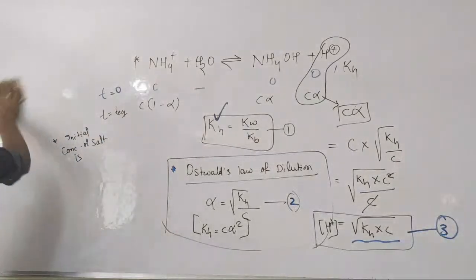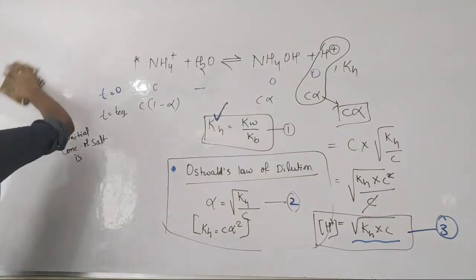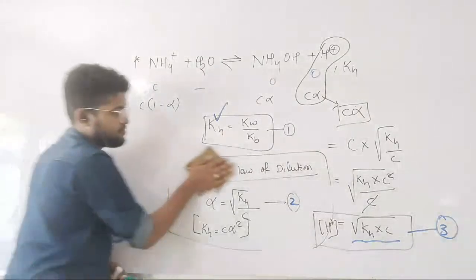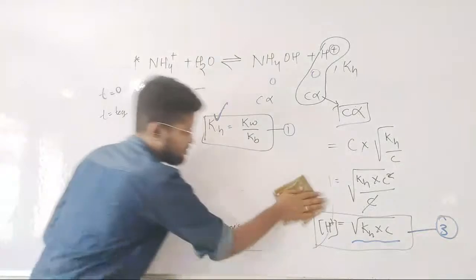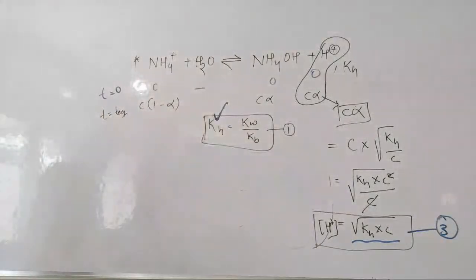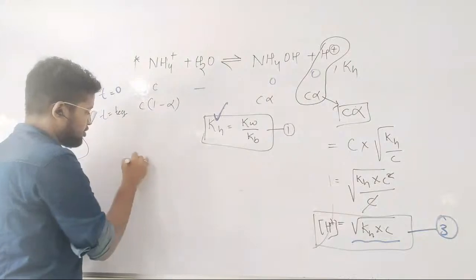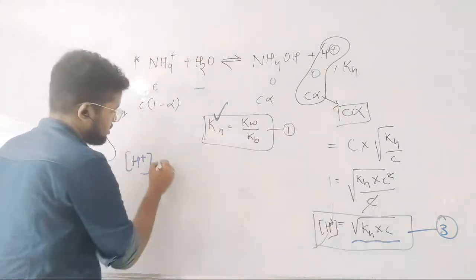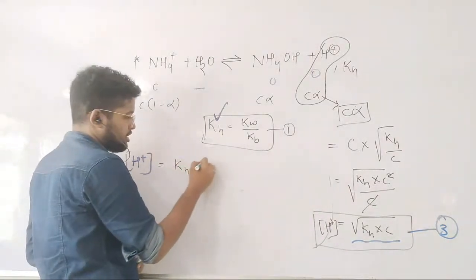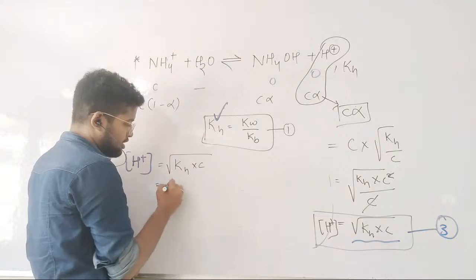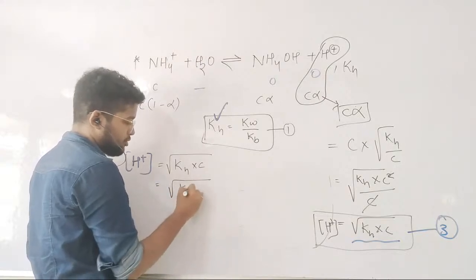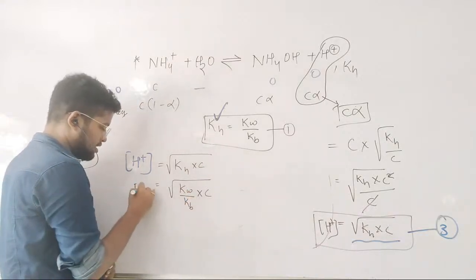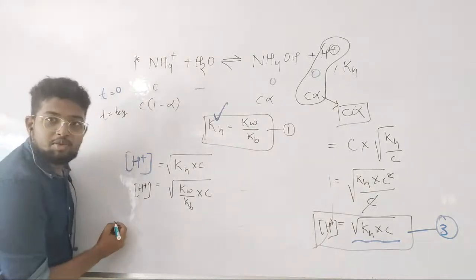So okay, let's clear this. So we got the H plus ion concentration, right? H plus ion concentration is root over Kh into C. So can I put the value of Kh, which is Kw by Kb? Now only we got it before this slide. So H plus ion concentration is equal to root over of Kw by Kb into C.